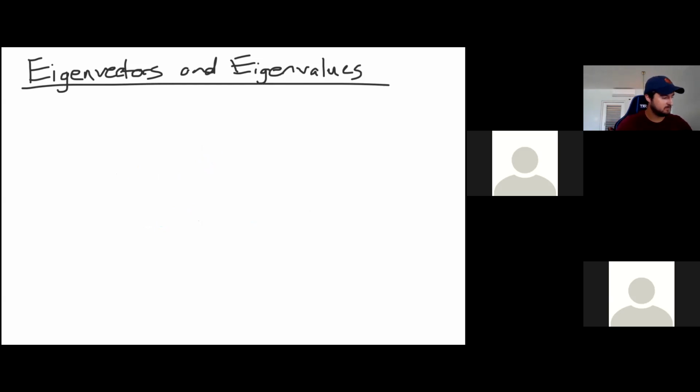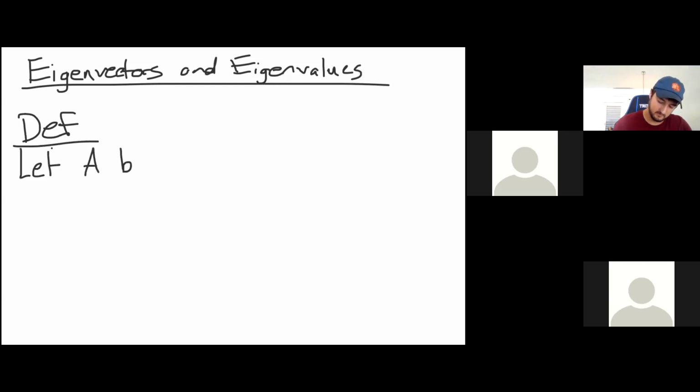So, definition. Let A be an n by n matrix. So we're assuming this is a square matrix. Got to be a square matrix. n is just some general number, so it could be a 3 by 3 matrix, 4 by 4, 10 by 10, 1 million by 1 million. Don't really care, just as long as it's a square matrix.